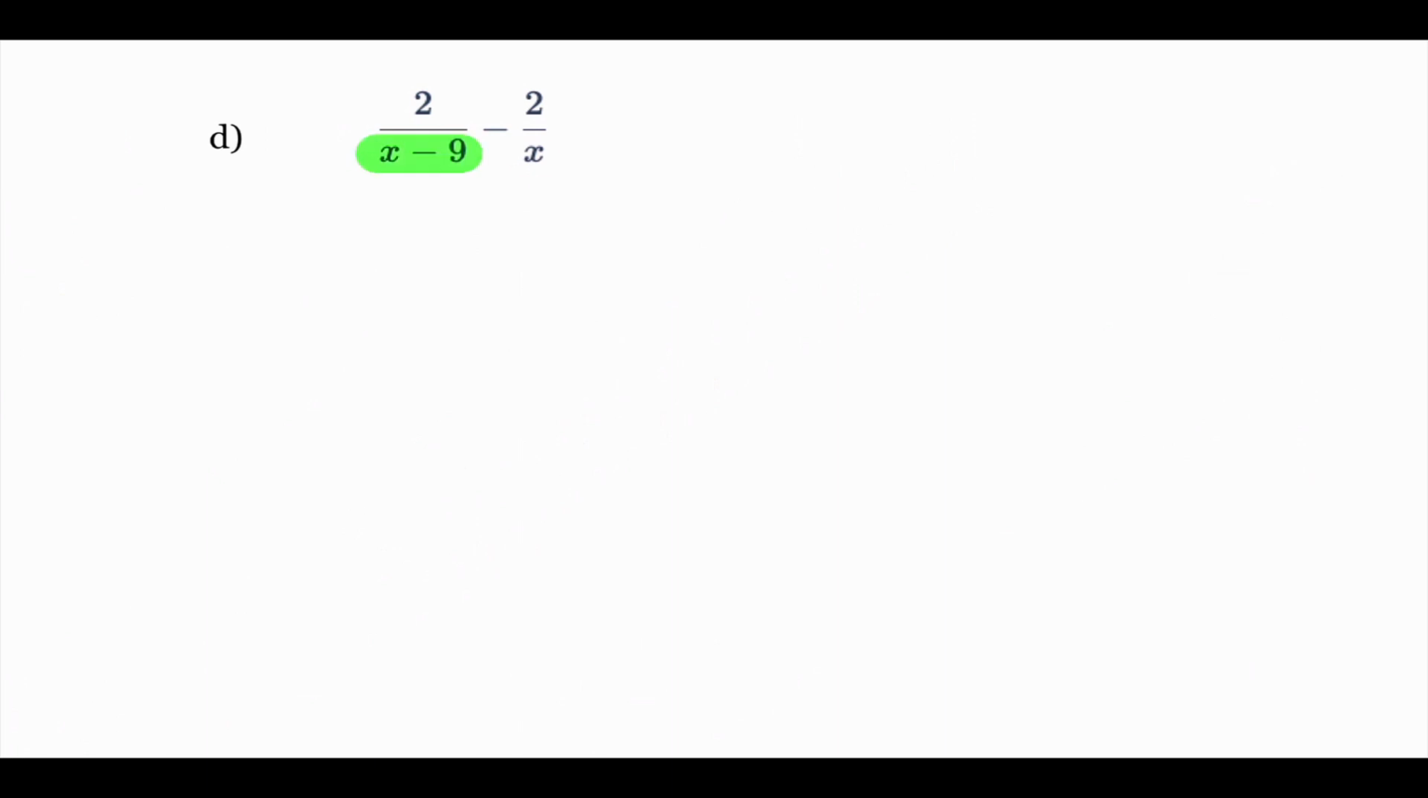D. Okay, so we have x minus 9 and x. So the first one, x minus 9, is a binomial. Doesn't have a GCF. Close to being difference of squares, but it's not difference of squares. So it's just x minus 9. The second guy is a monomial, so it's just x. So be careful when you're doing the next step, making them equal.